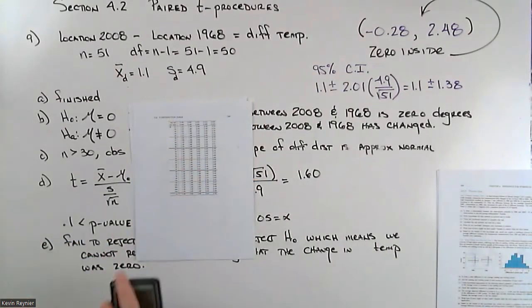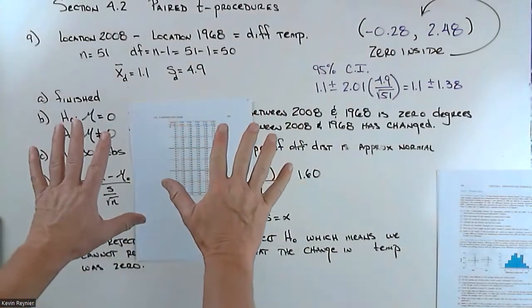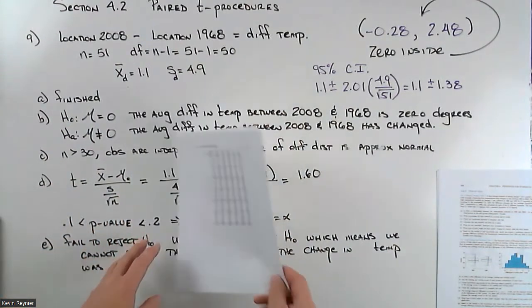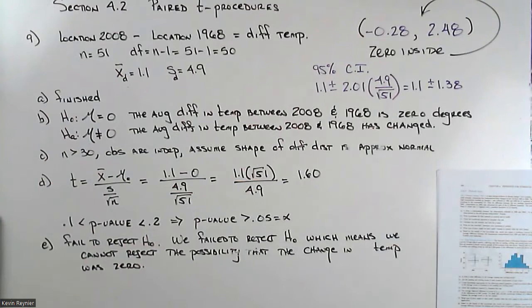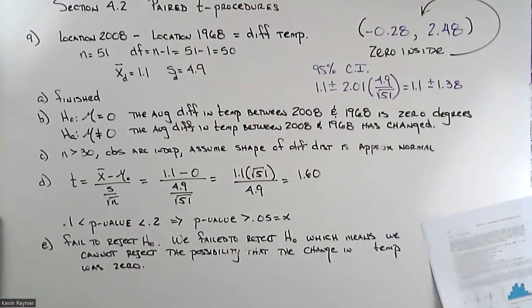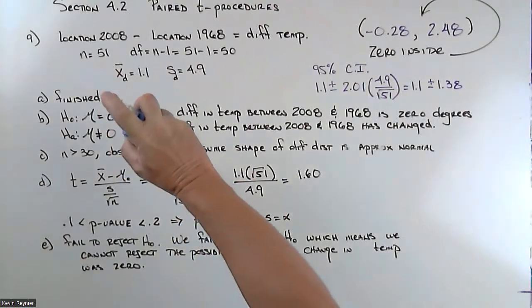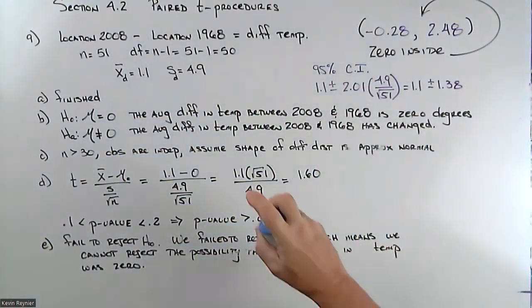All right, so that's how we do problem number 9. It walks us through the hypothesis test, start to finish, piece by piece, step by step. Now remember, our homework here is problems 9, 10, 11, 12, 13, 14. That was problem 9. I'll do a second one, problem 12. They're all essentially the same, right? It's paired t procedures. So I'll go ahead and do problem 12 as well.